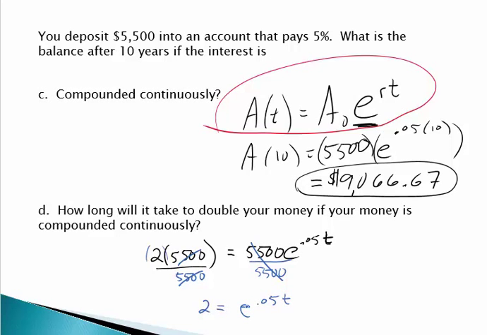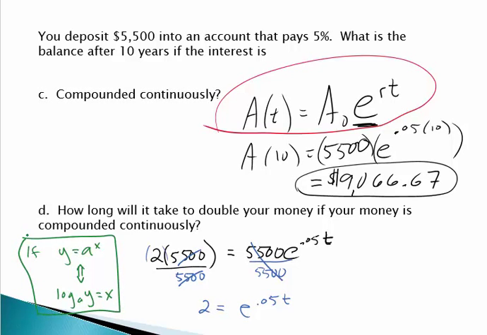Okay, so now I'm stuck. This is an exponential equation. The variable is up in the exponent, right? And we learned how to solve this. We're using this property. If y equals a to the x, then I know the equivalent logarithmic expression: the log base a of y equals x. Right? That's how we're solving exponential equations. Okay, so I got to apply that to this.